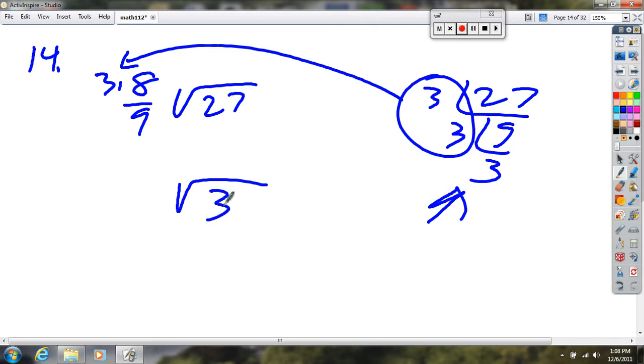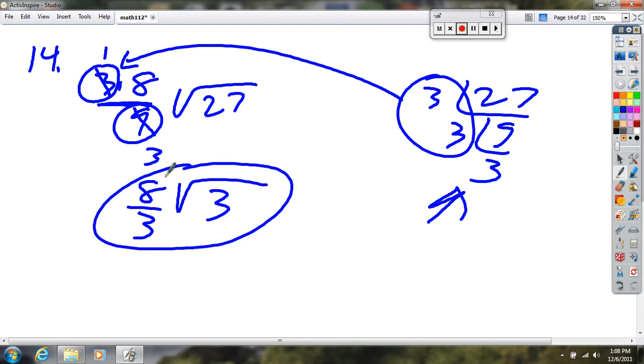What's outside? Well, what I have here is I have 3 times 8, right? But the 3 and the 9 reduce down. What goes into both? 3. 3 goes into 3 once. 3 goes into 9 3 times. So we end up with 8 over 3 for a fraction outside. And there is our answer.